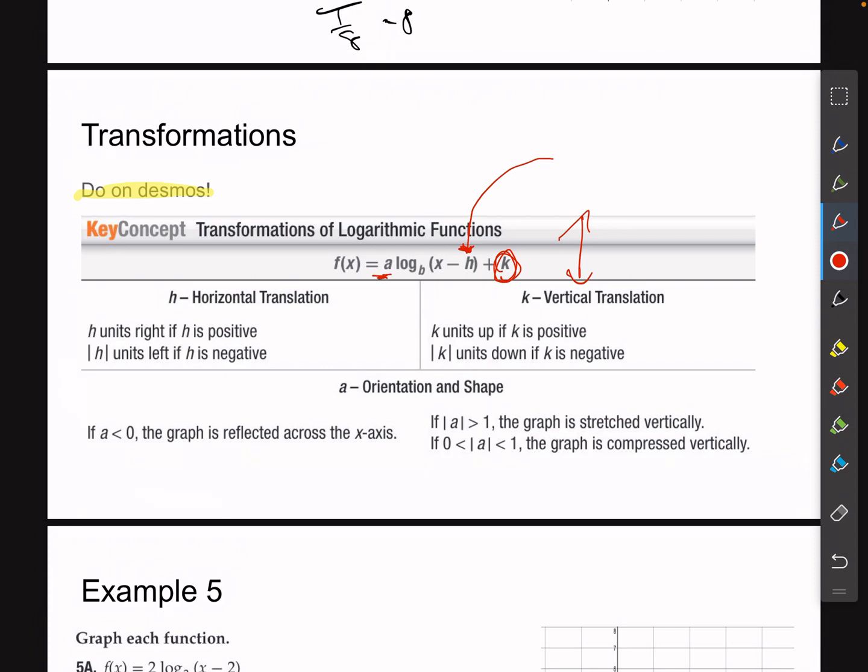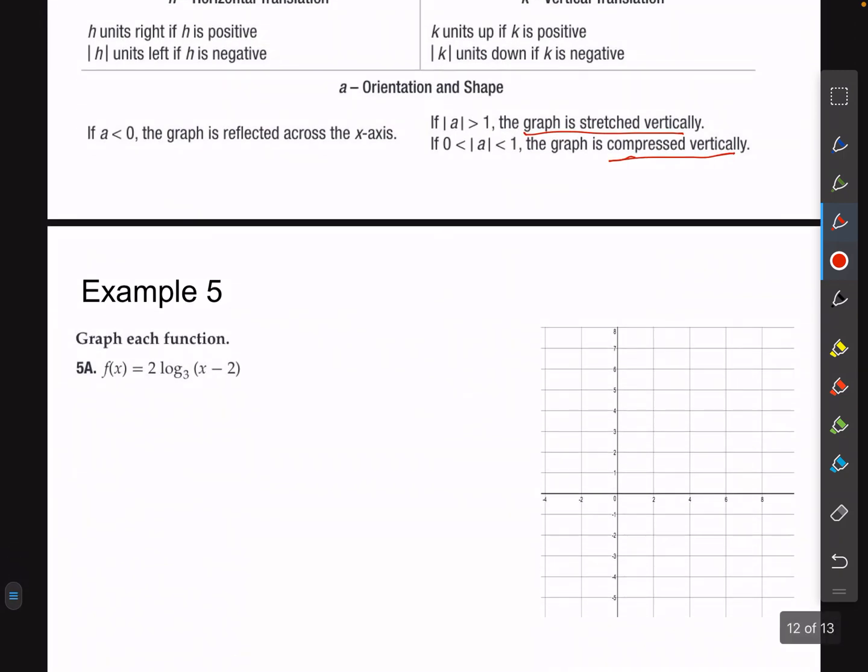If a is less than 0, then the graph is reflected across the x-axis. Okay, it's going down. If it's between 0 and 1, the graph is compressed vertically. If it's greater than 1, it's stretched vertically. These are the same exact transformations that happen with all graphs, right? They're just looking different because they're in a log function.